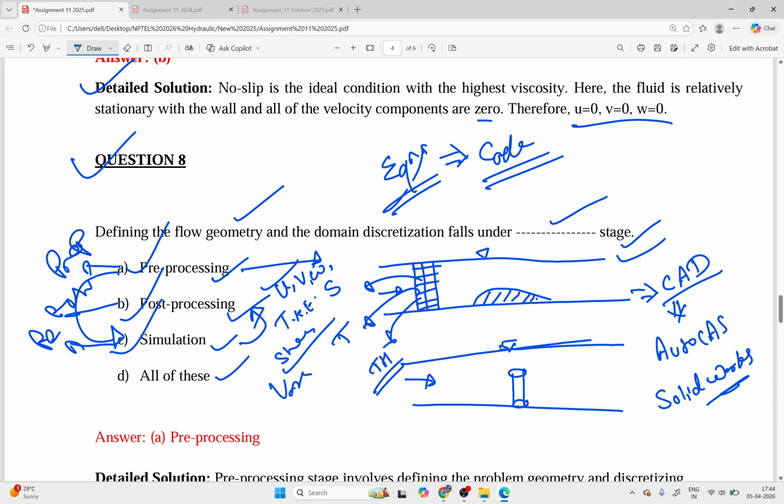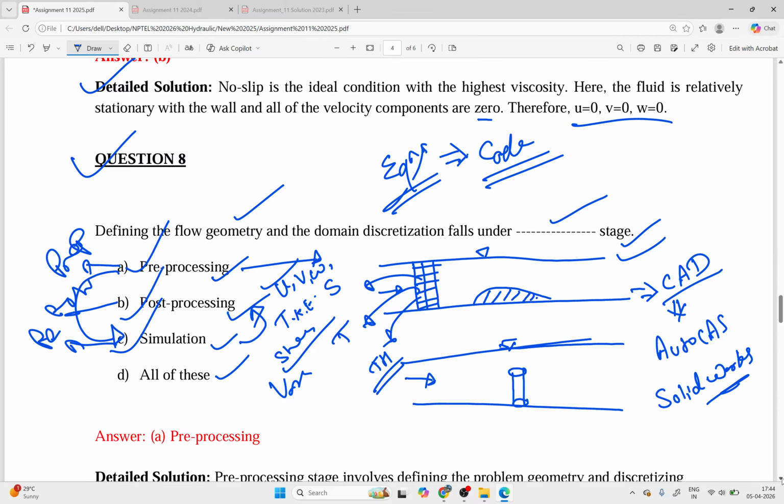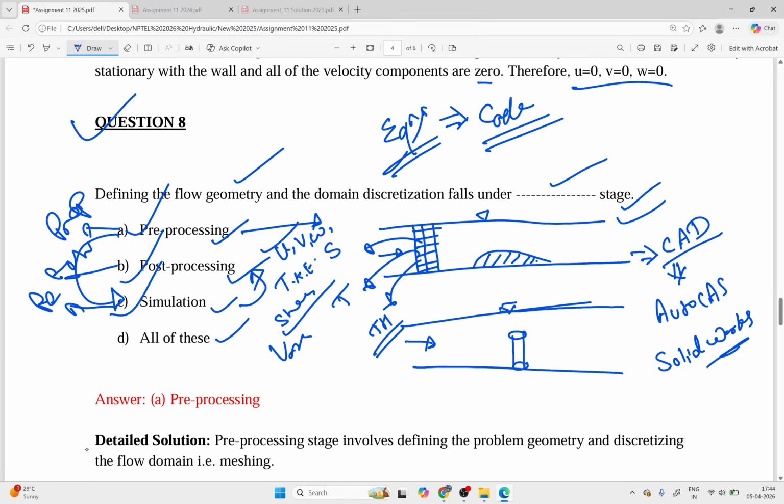So okay, that's all about this question and a little bit of explanation about pre-processing, post-processing and simulation. Now let us move on to the next one, or let me just read what is written here. Detailed solution: the pre-processing stage involves defining the problem geometry and discretizing the flow domain, that is meshing. This is also known as meshing. I have already told you in the very beginning, the first question was about these things only.